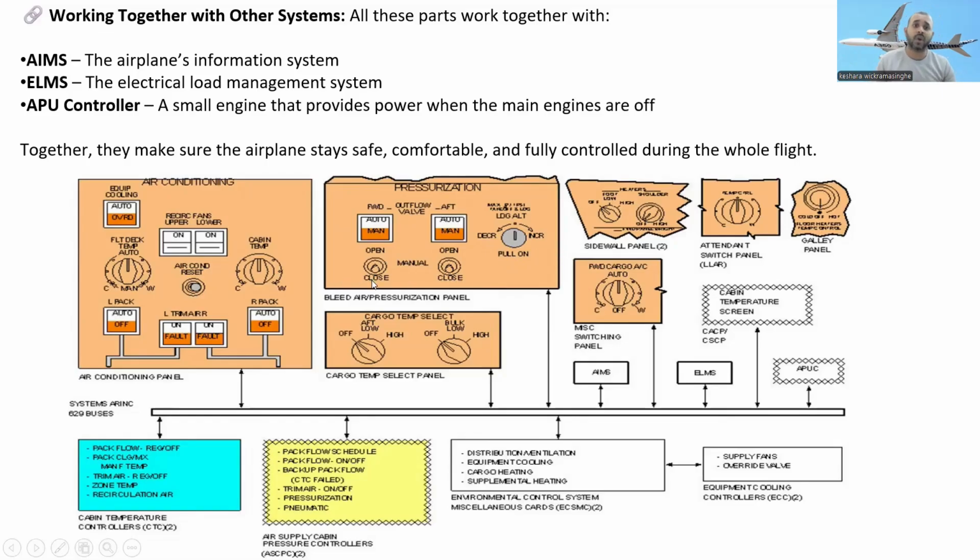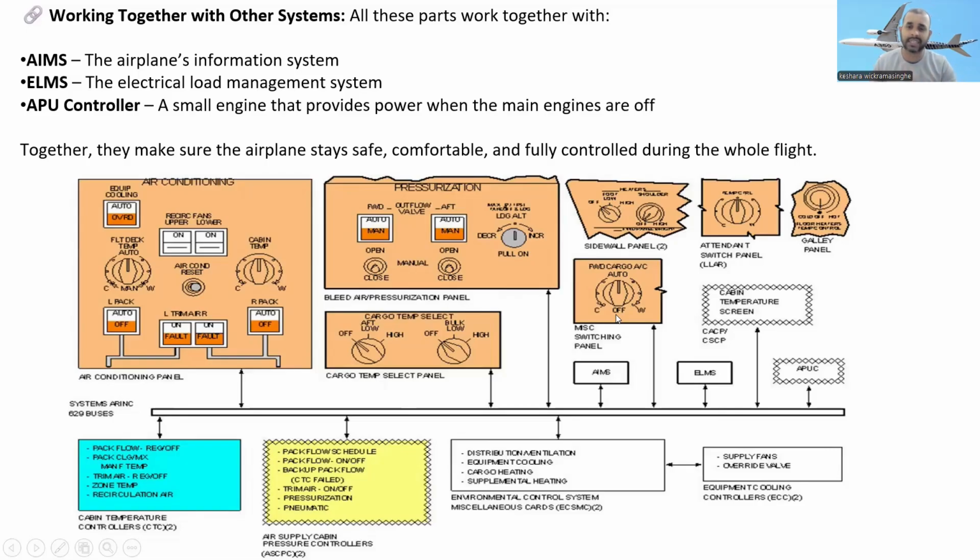And open or close manual, this one. All right, so now the bleed air pressurization panel is here, and the cargo temperature select panel. You can see the sidewall panel over there and the attendant switch panel. Okay, galley panels, forward cargo panel.